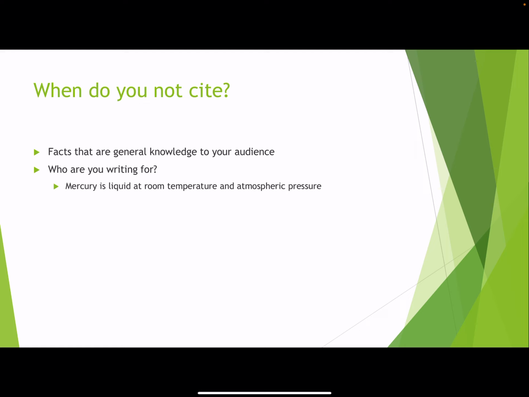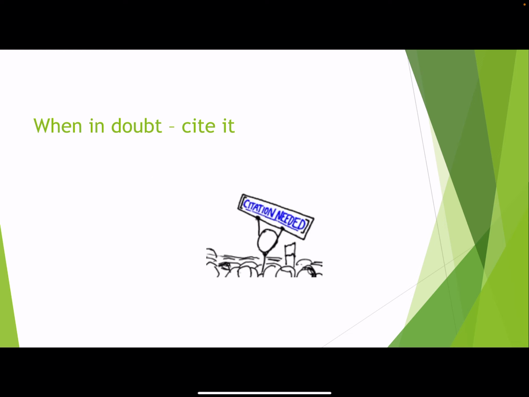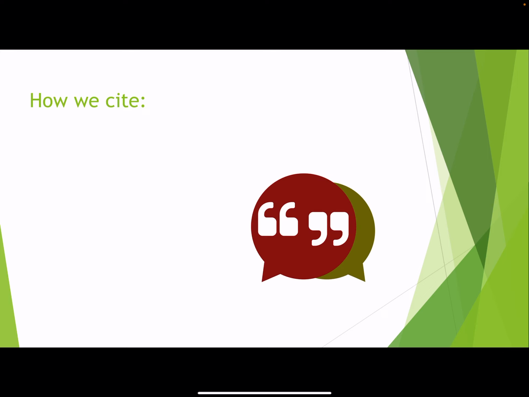So there is some judgment that you need to make when deciding whether or not you should cite something. A good rule is that reproducible things are considered facts. But a good rule of thumb is, when in doubt, just go ahead and cite it.